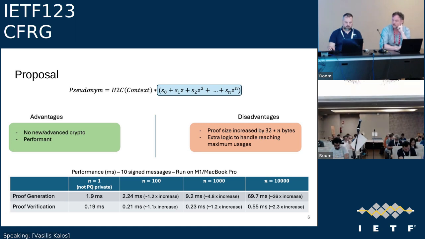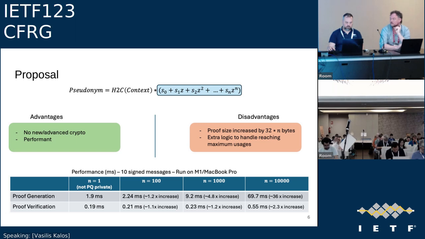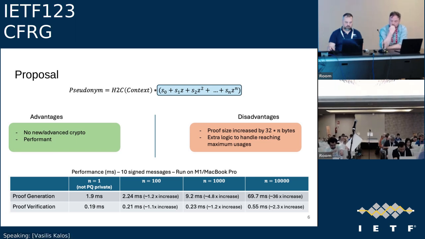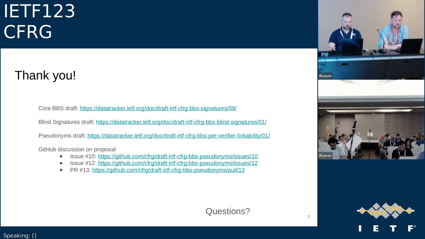Do the advantages here outweigh the disadvantages, is the performance good enough for applications, and do these parameters make sense? So having 100 or 1,000 different usages, being able to use your pseudonym for 1,000 different contexts or even 10,000, does it make sense, or do applications need something way larger than that? Next slide, I think that's it. Yep, we'd love to get some feedback.